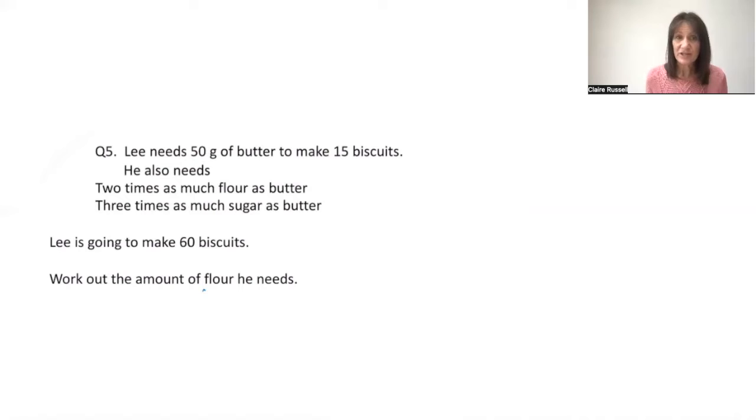Okay, so with this question, we've got a lot of information and it's about picking out what's right. We've got information here about sugar, but the question is to work out the amount of flour he needs. So the sugar is irrelevant information. It's important that we're just picking out the detail that's important to us. Now we know that 50 grams of butter is needed to make 15 biscuits. That's a fact, which means it's boxes and labels. So I can set my box and label up.